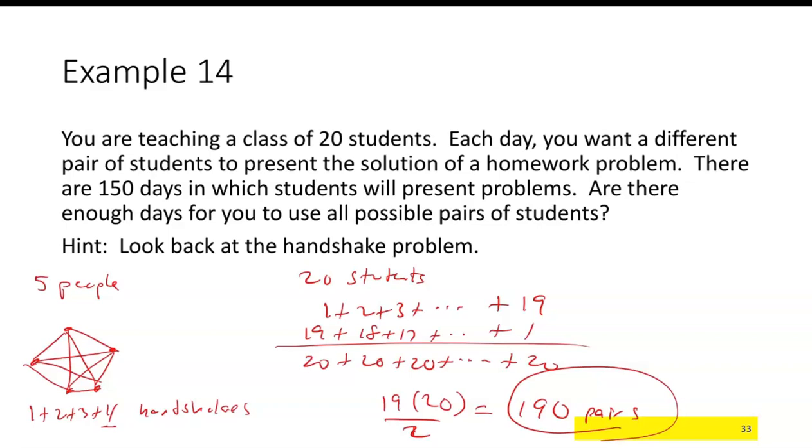All right, so each day you want a different pair of students to present the solution of a homework problem. There are 150 days in which students will present the problem. Are there enough days to use all the possible pairs? And the answer is no, not enough days.